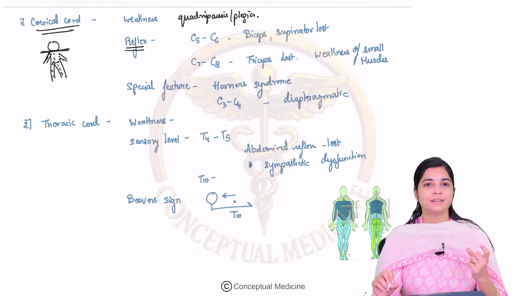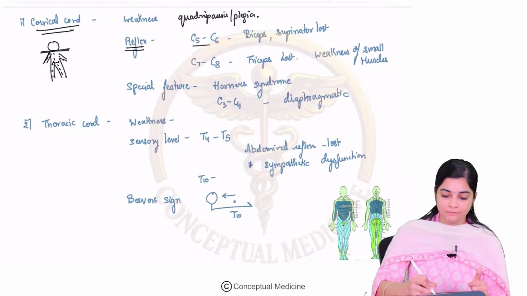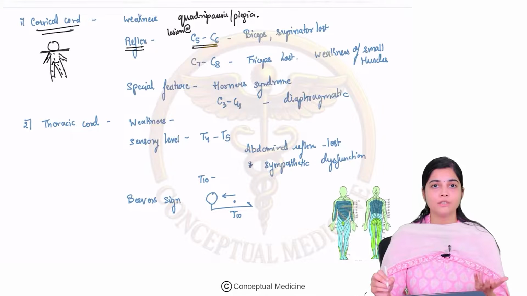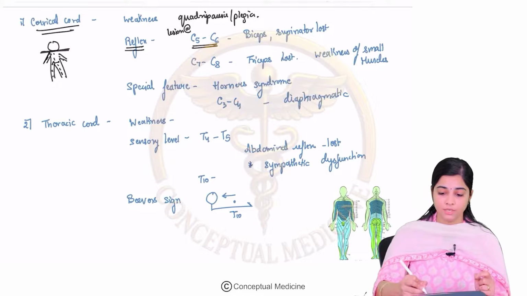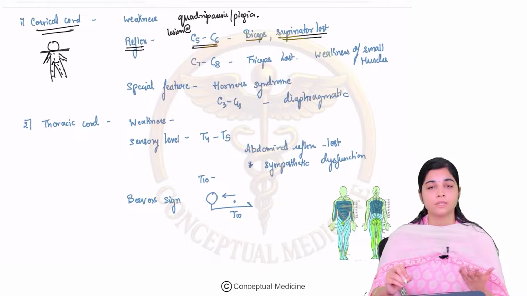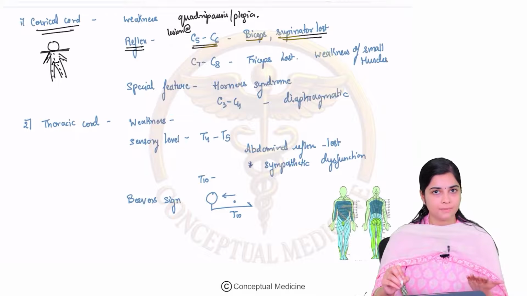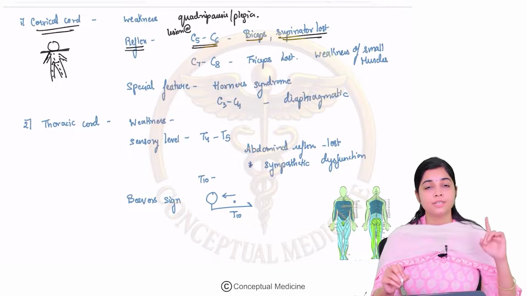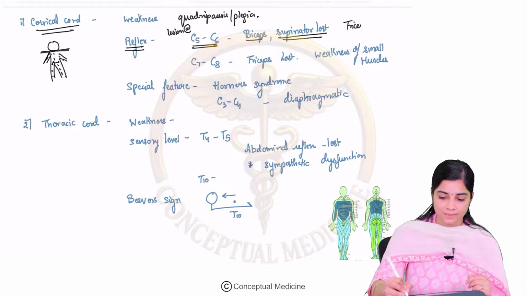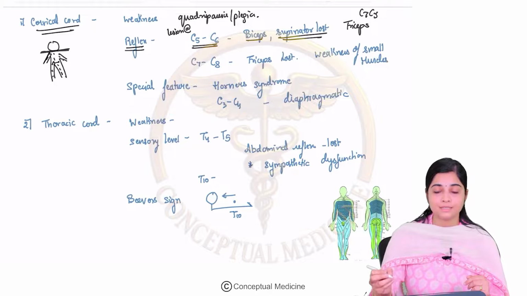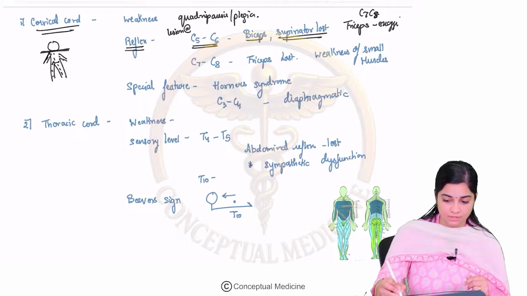Then, what will be the reflex changes? If the lesion is at C5, C6, then what will be lost? Your reflexes should be lost at that level because you will have LMN changes at the level of lesion and UMN changes below the level of lesion. So, biceps and supinator will be lost, because the biceps and supinator reflex level is C5, C6. But triceps, which is below, because it is supplied by C7, C8, will be exaggerated.